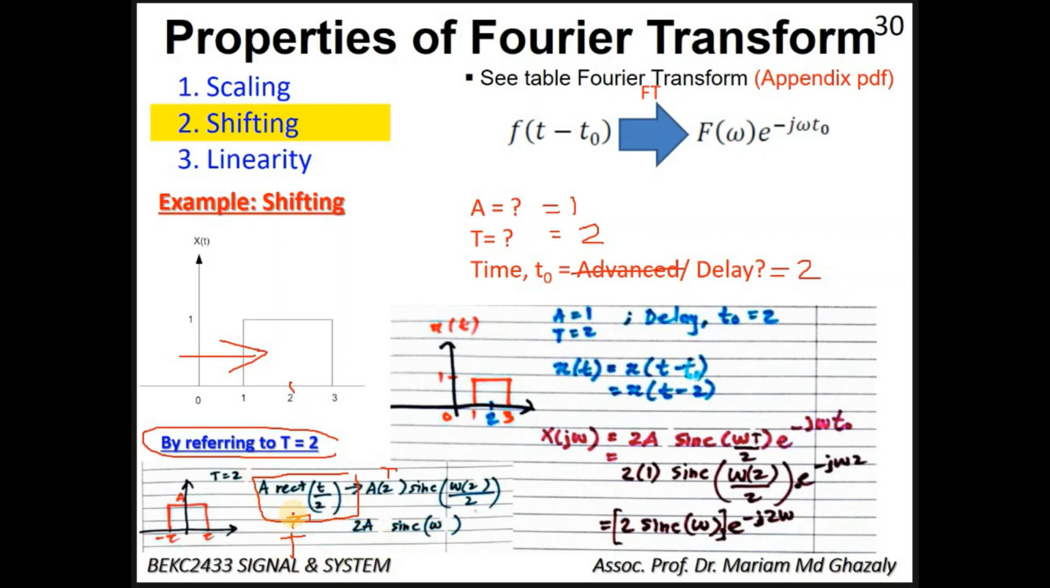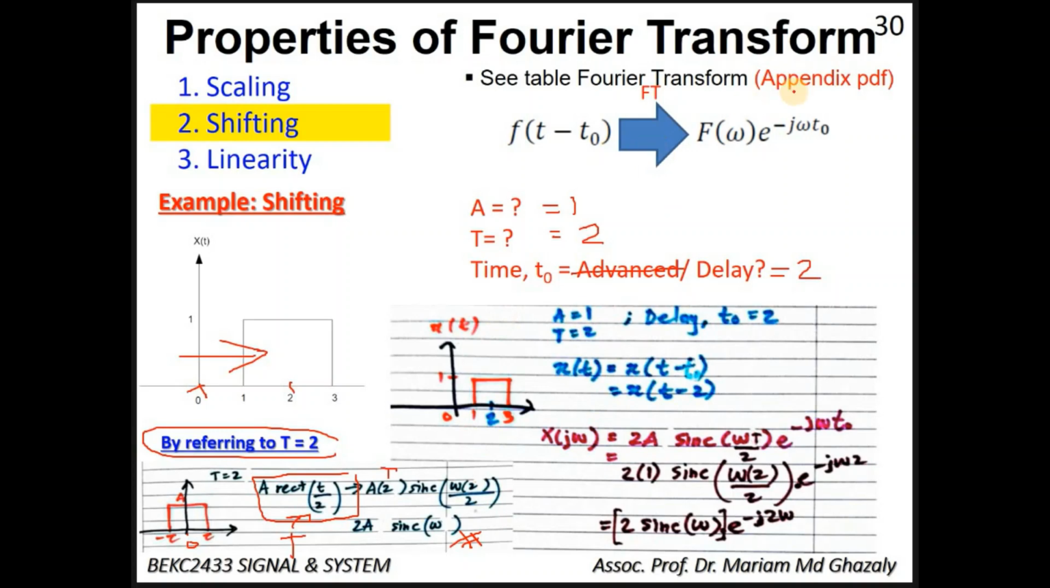If you look at this, you can only use this rect(t over T) when you have the rectangular centered at 0, at the original position, not being shifted. So that's why the first step is to find out what is the original signal when it's at the 0 point here, before it's being shifted. So first is to get that equation.